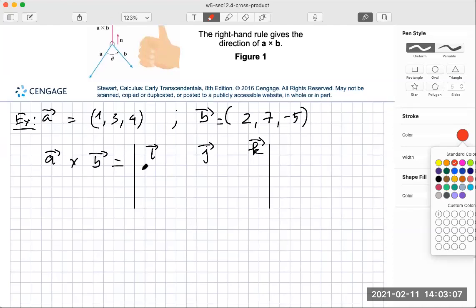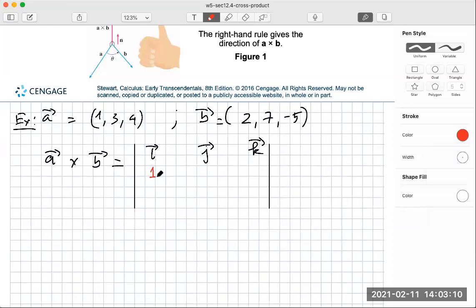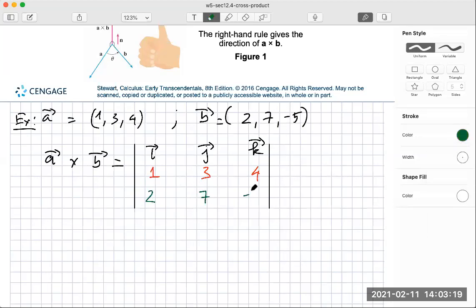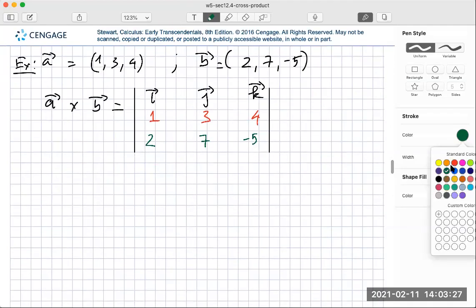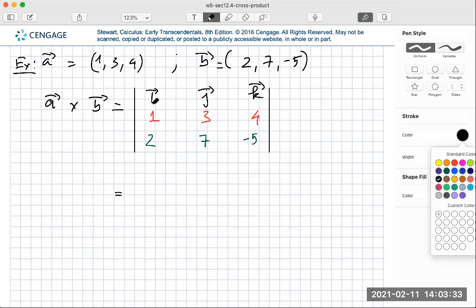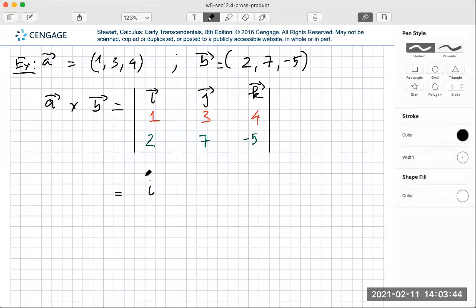A cross B means A should be at the second row, which is 1, 3, 4, and B is 2, 7, negative 5. If you write it in a different order, you may get a different result. We'll see it later. Now, the rule tells us that, let us consider the first component here, i, then expand it. It will be vector i times the determinant of, what is it?